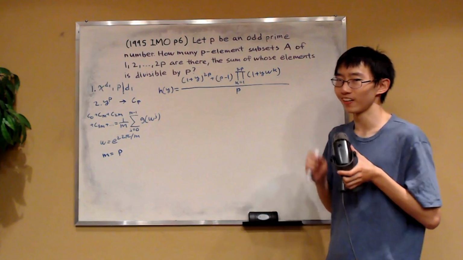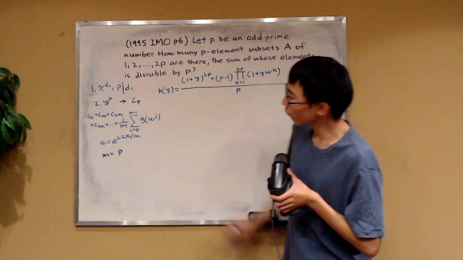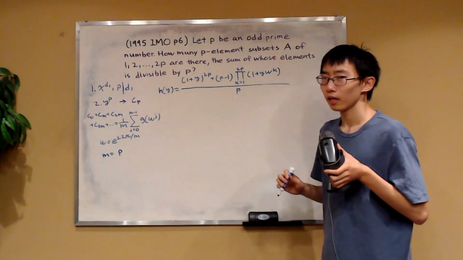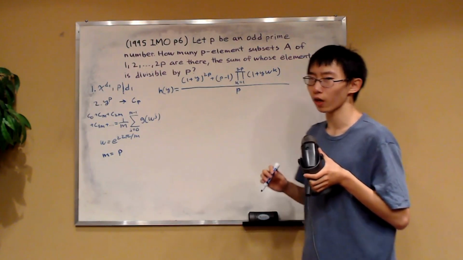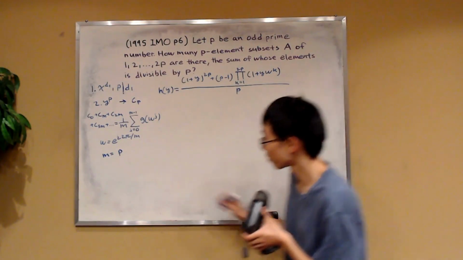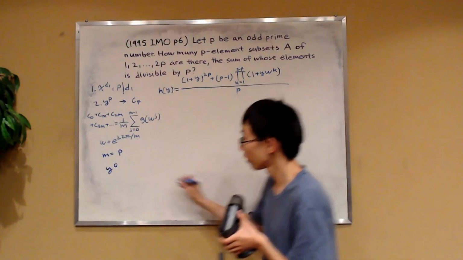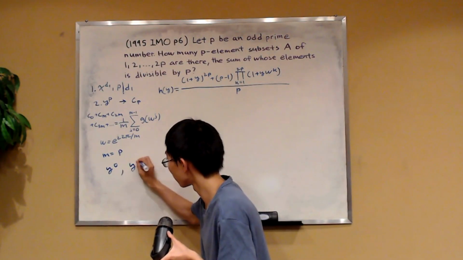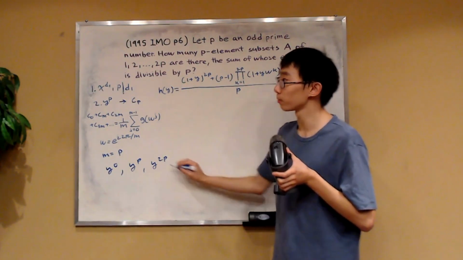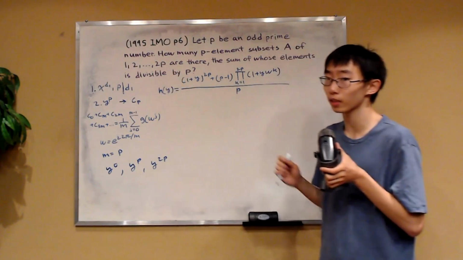But don't worry, all is not lost. Consider this. When we have y to some power, where this power is divisible by a prime, how many possibilities are there for that? Well, very few. Notice that y to the 0 is one of them, right? 0 is divisible by p. Another possibility is y to the p, and also y to the 2p. And this is the maximum, because you can only ever have a maximum of 2p elements in a subset.